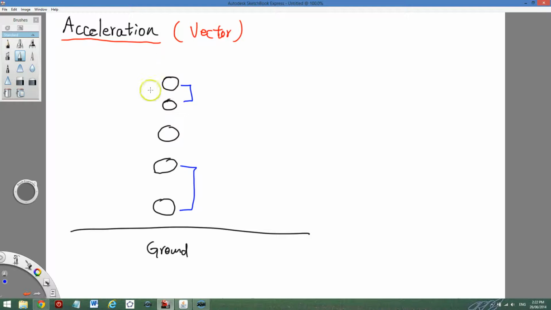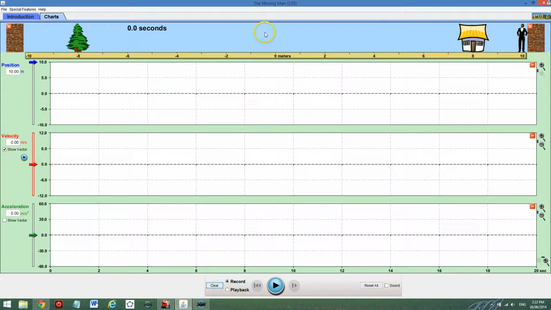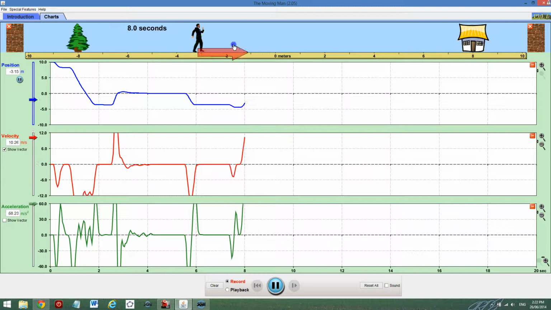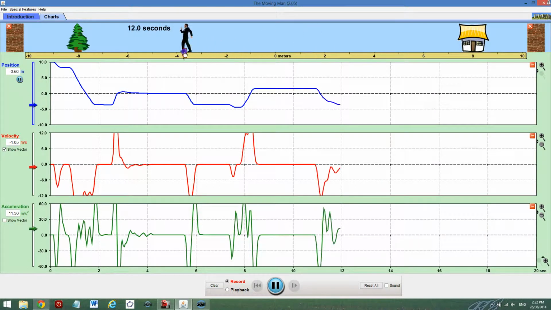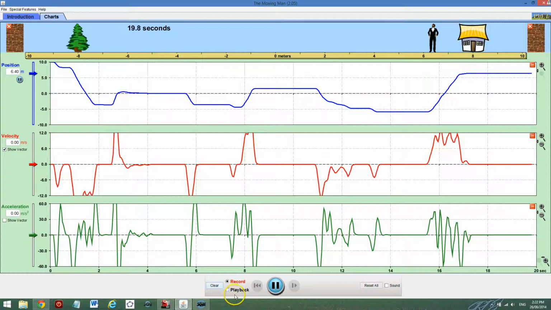Now let me show you a demonstration here. What's happening here? I have a man. If I move the man to the left, the position graph will go down. If I move the man to the right, the position graph here would go up.